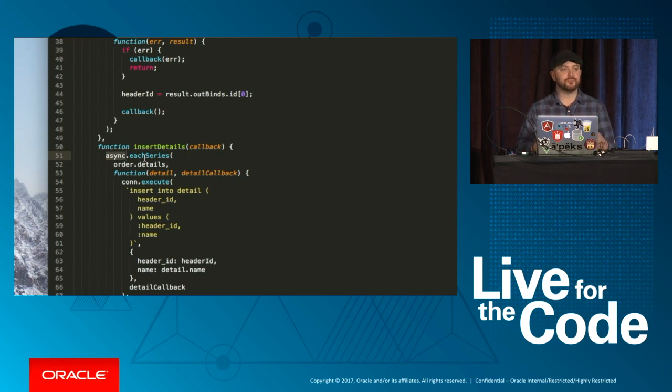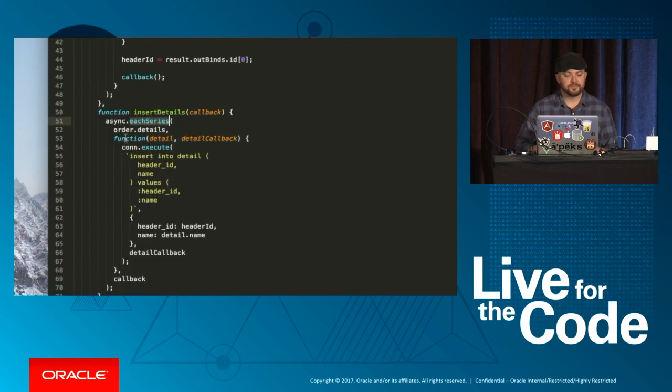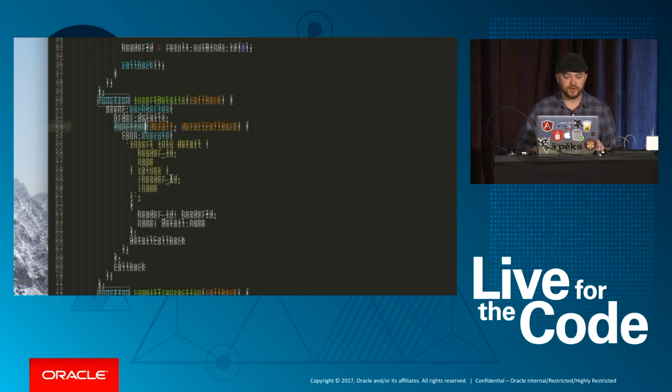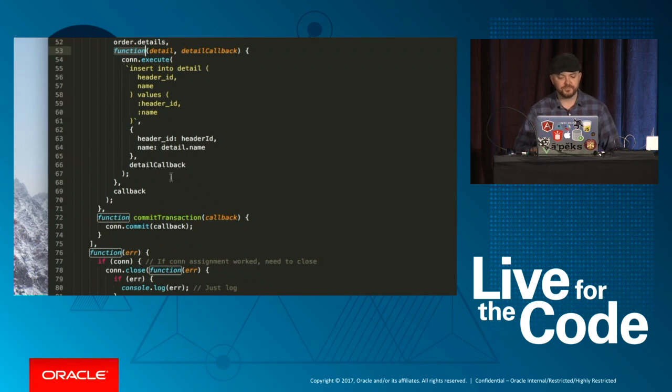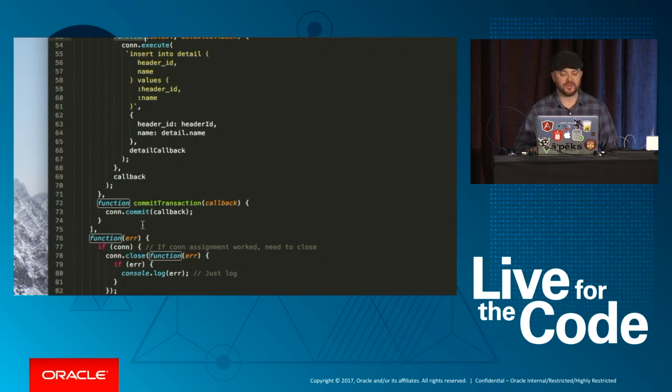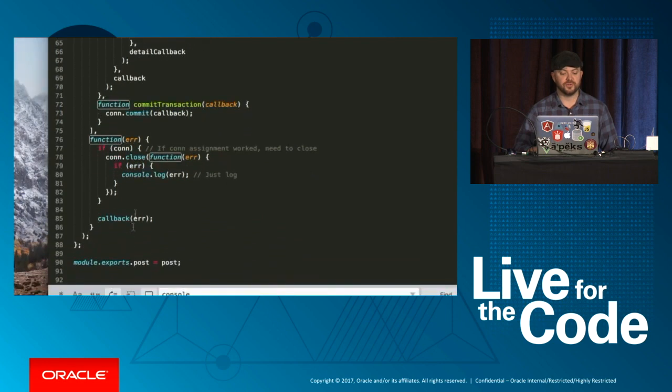This is one of those methods that doesn't work for control flow, but rather for arrays and collections. So I'm saying each series, for each detail in the order object, invoke this function. So no matter how many elements are in the child array, it'll invoke this callback function and insert a row into the detail table. When all that's done, I can commit the transaction. And if an error occurs, I'll just close the connection and exit out.